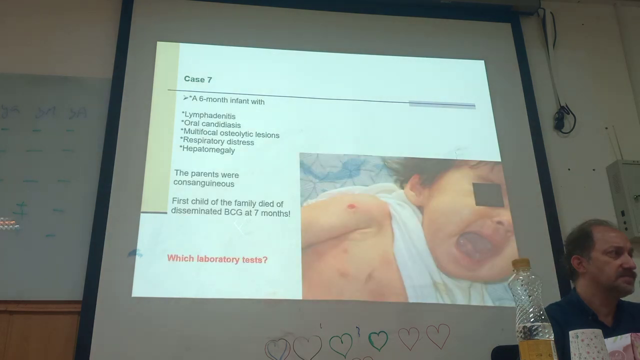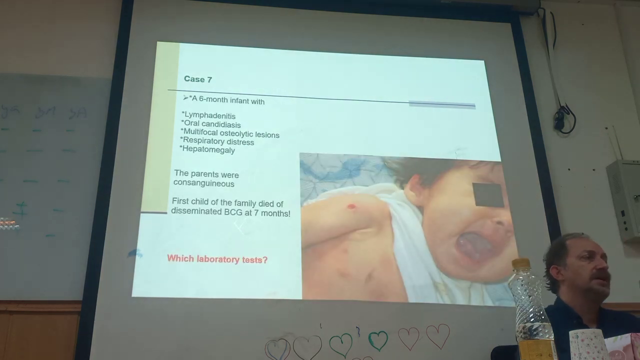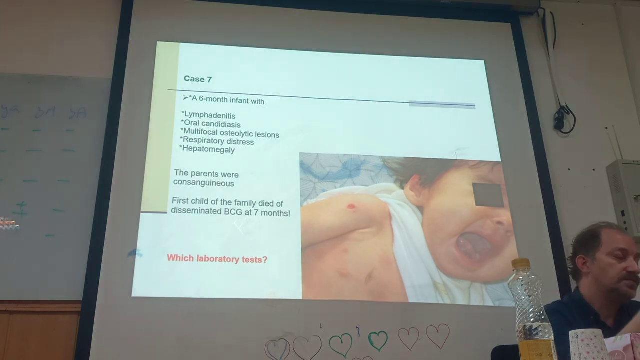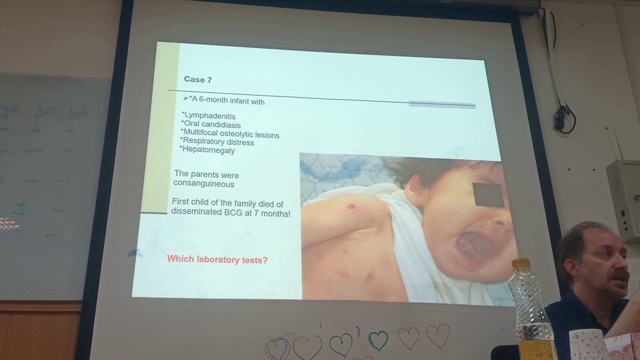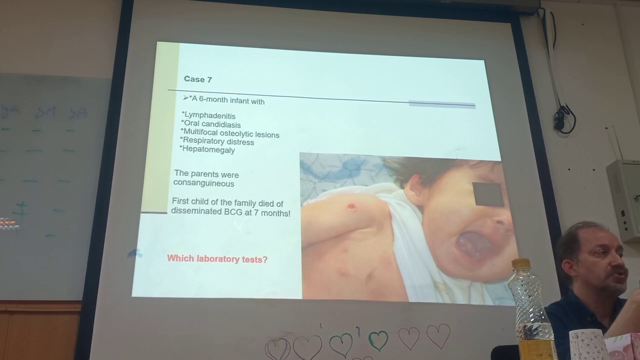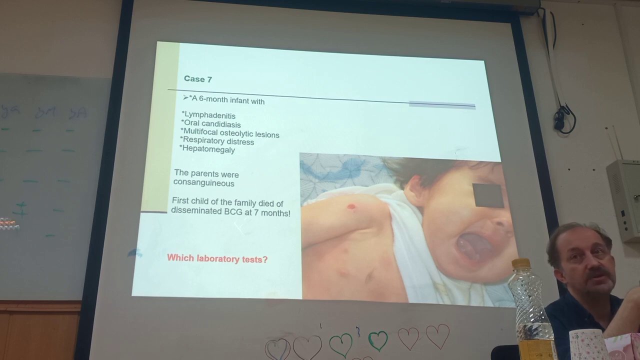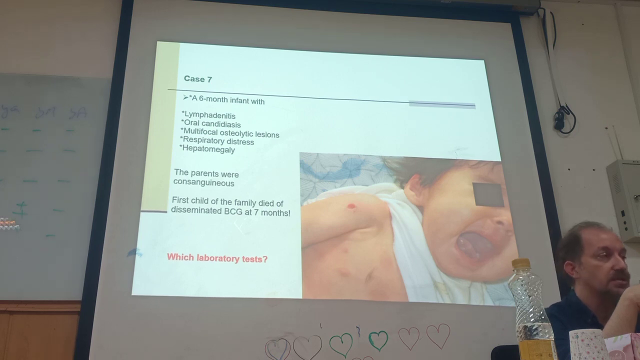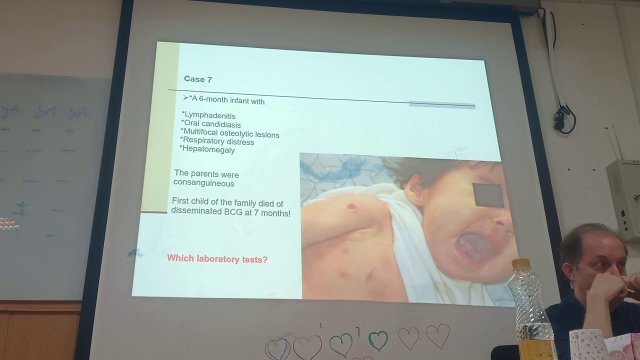And the last case, which is also important: a 6-month-old infant who was referred to our hospital with lymphadenitis, oral candidiasis, osteolytic lesion, respiratory distress, hepatomegaly. The parents were consanguineous, and the first child of the family died because of disseminated vesicles at the age of 7 months. So which laboratory test should be performed for this case?